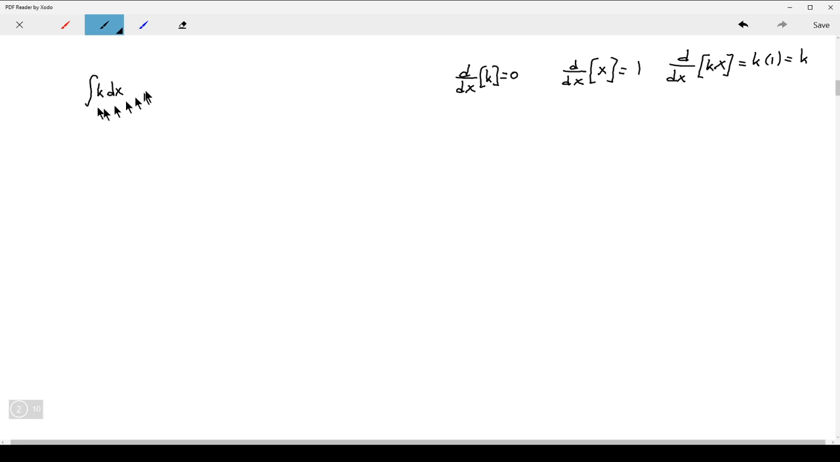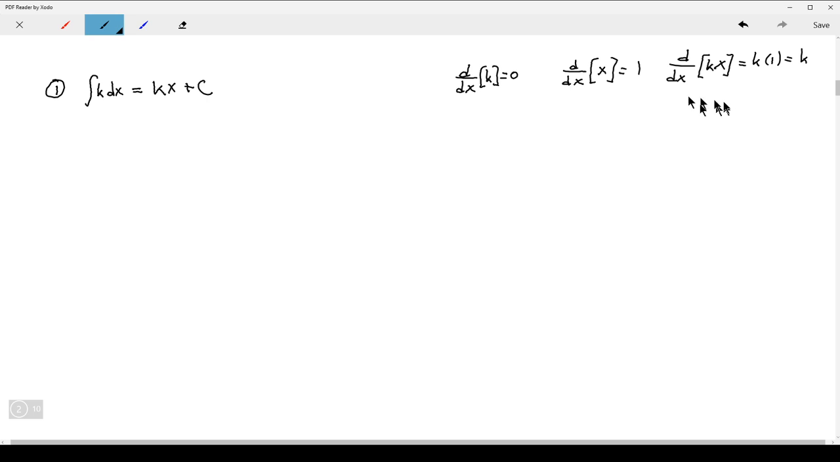So that means when I take the antiderivative of k, excuse me, I am going to get kx, but plus C, right? Plus another constant. Because again, if this had been kx plus 1 or kx plus 2 or kx minus 27, I would still get k here. All right, so this is our first formula.